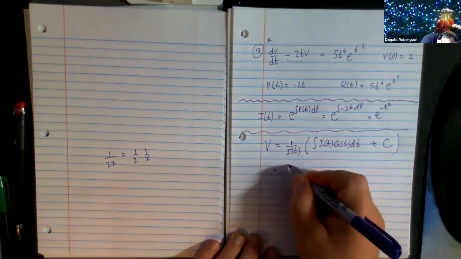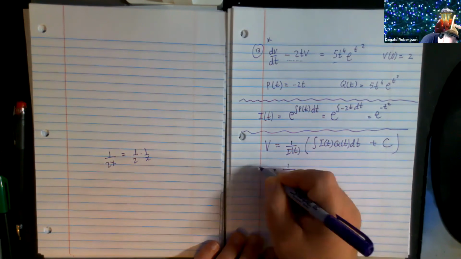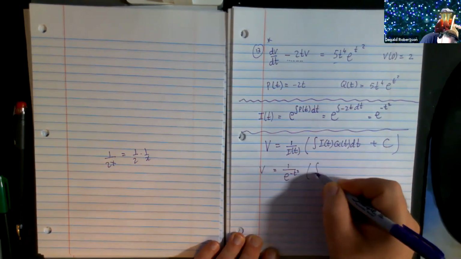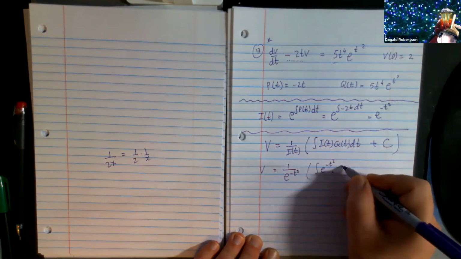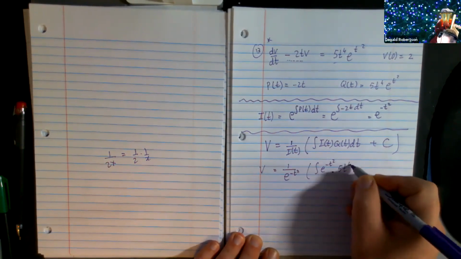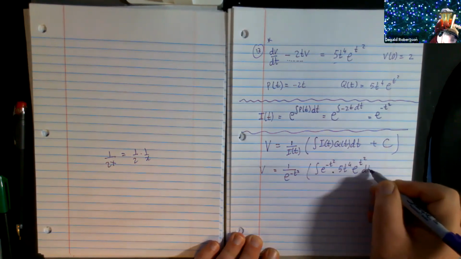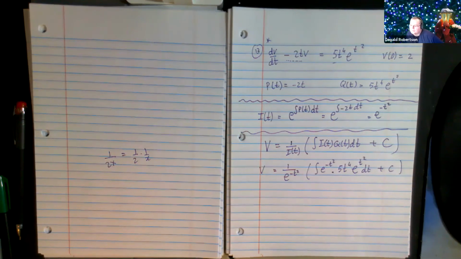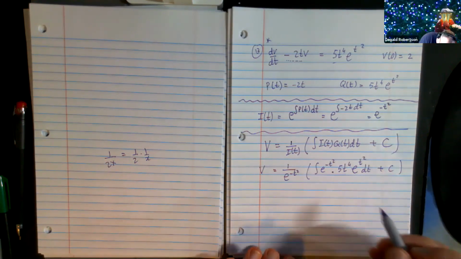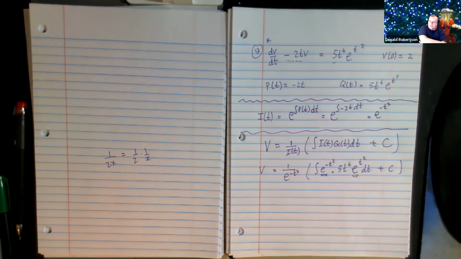So it's going to be 1 over e to the negative t squared, the integral of e to the negative t squared times 5t to the 4 e to the positive t squared. And something really, really nice happens algebraically. See, when you combine those two by multiplying, don't you basically just get 1? They cancel each other out.